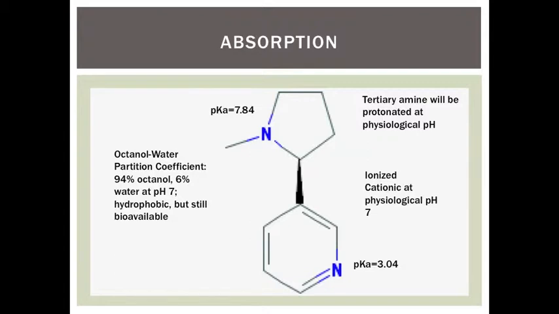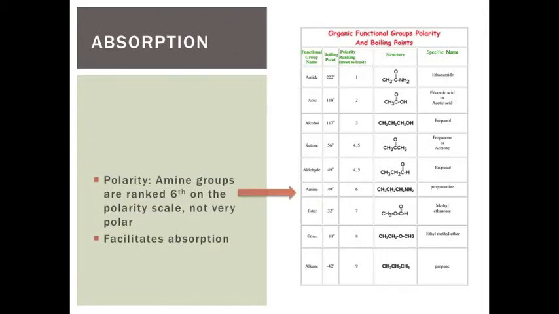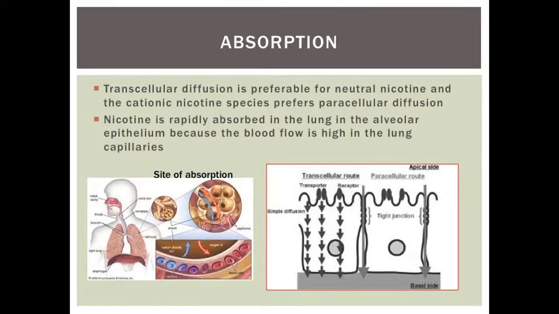The log POW coefficient shows that nicotine is 94% soluble in octanol and 6% soluble in water. This ratio is within the drug-like range, therefore it is bioavailable but is a hydrophobic molecule. In terms of polarity, amine groups are ranked 6th on the polarity scale. Therefore, the molecule is not very polar. This lack of polarity facilitates absorption of nicotine. Overall, transcellular diffusion is preferable for neutral nicotine, and the cationic nicotine species prefers paracellular diffusion.